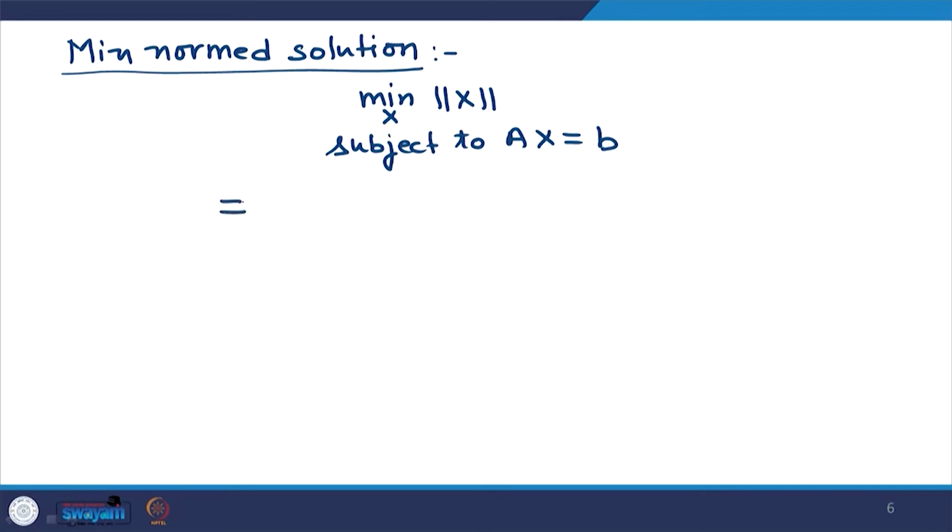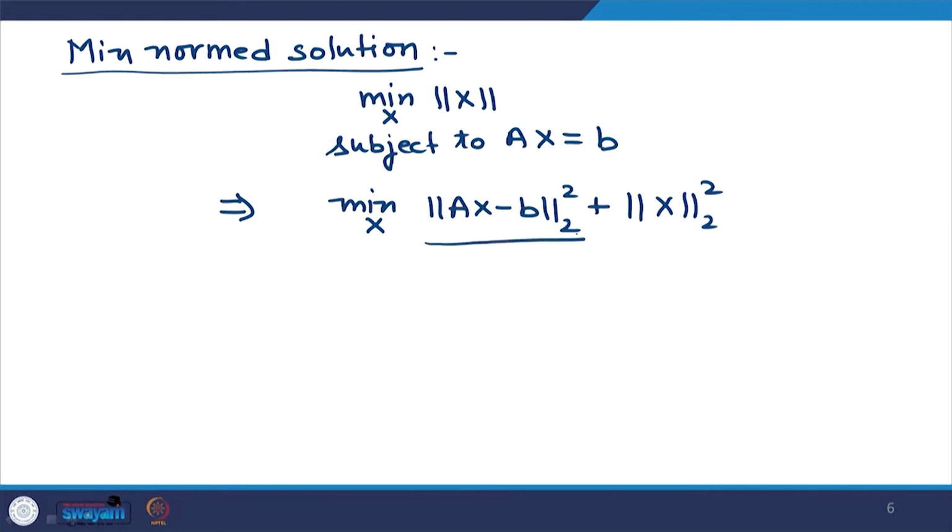So, how can I write it? I can write it as minimize the 2-norm of Ax minus b, plus the norm of x. So, I have taken these two together. If you compare with the earlier least square approximation case, there I had only this objective function, but here I have this minimum norm condition extra.